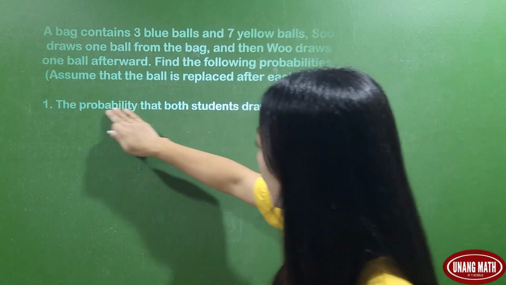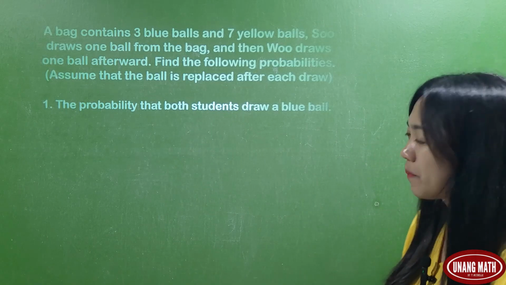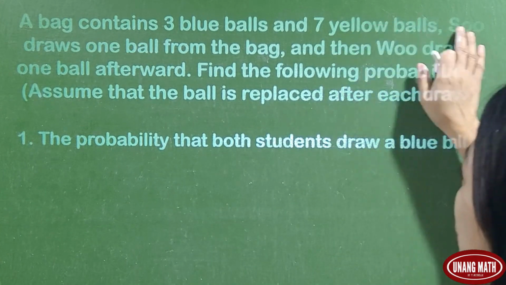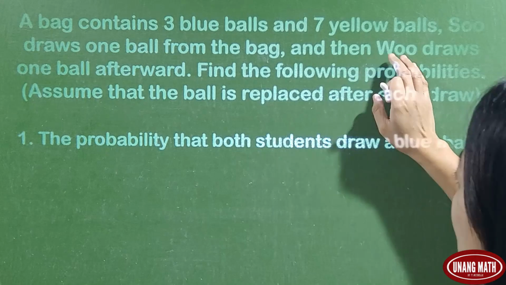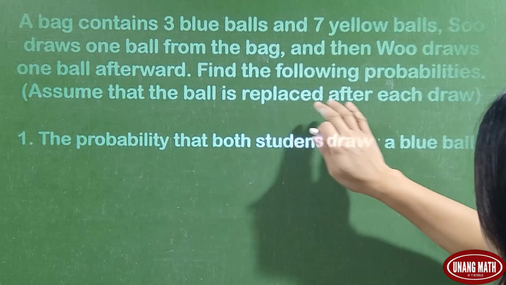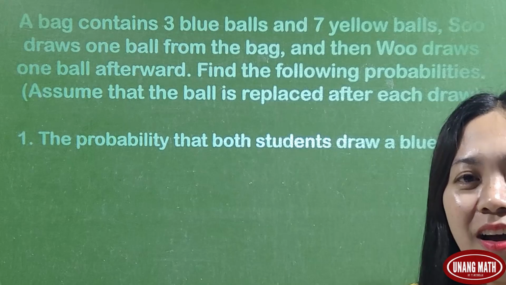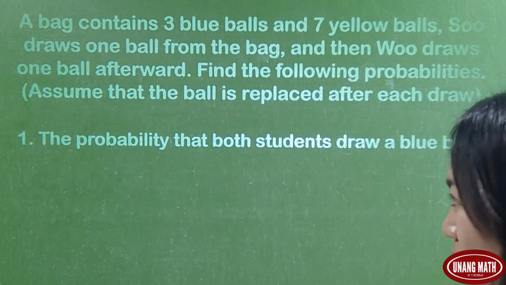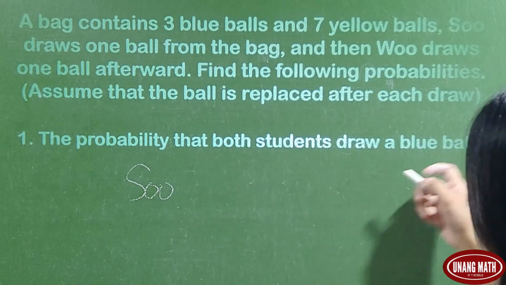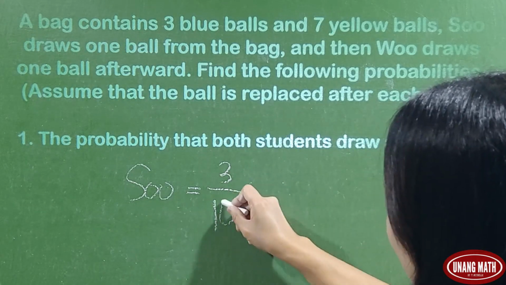The first question here is, what is the probability that both students draw a blue ball? So according to this problem, Sue draws 1 ball from the bag and then U draws 1 ball afterward. And then assume that the ball is replaced after each draw. So, Sue and U's conditions are the same. So, for Sue, that would be 3 over 10.